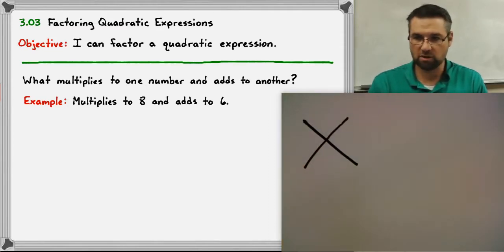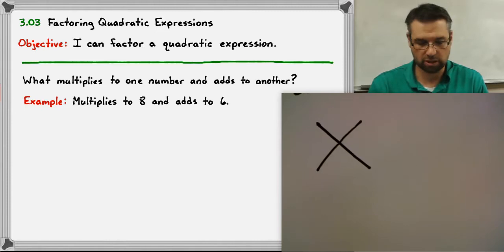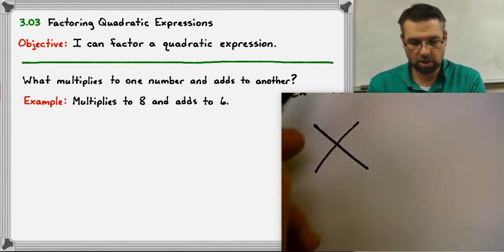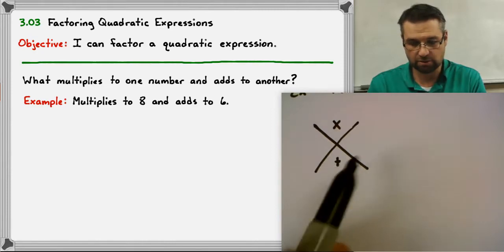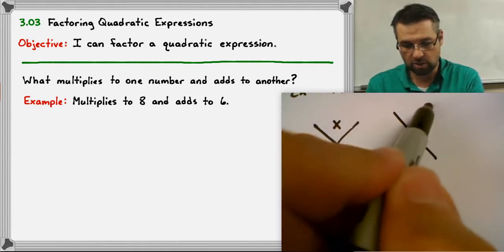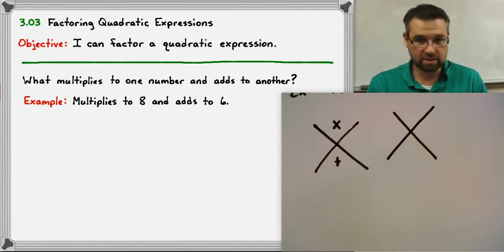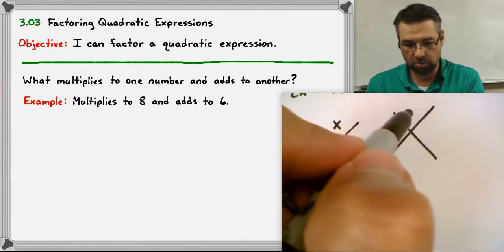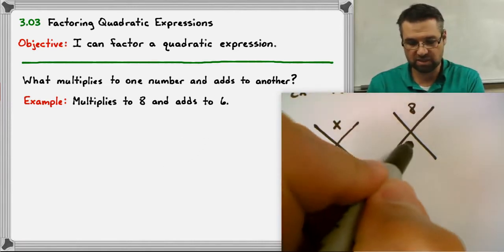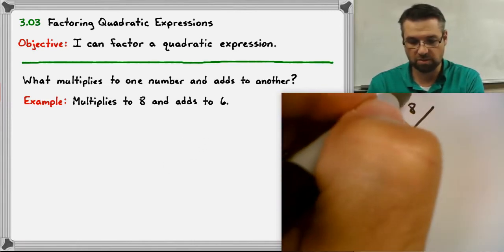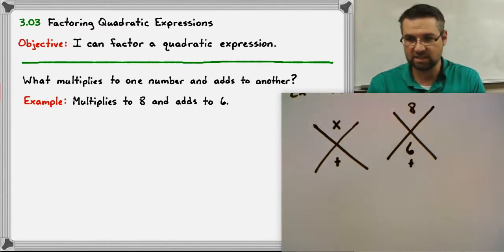Now, I gave you a kind of a method, or just a diagram to work with here. It's the X method, the X box, I guess you could call it, okay? What we want to do is put the number that we are trying to get the two numbers to multiply up here, and the two numbers that we're trying to get to add to down here. So we're going to put an 8 on top, and if that said -8, we put a -8 on top. And we want the numbers to add to 6, so we're going to put the 6 on the bottom.